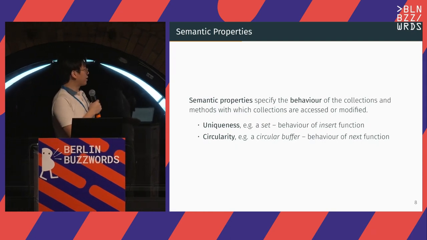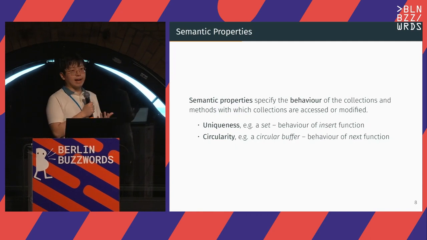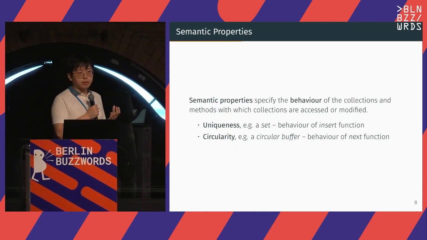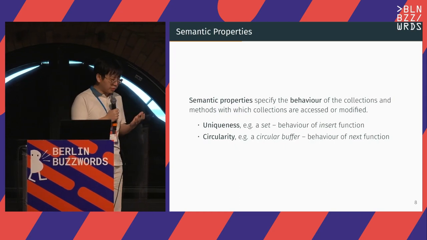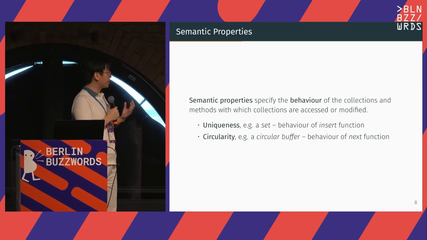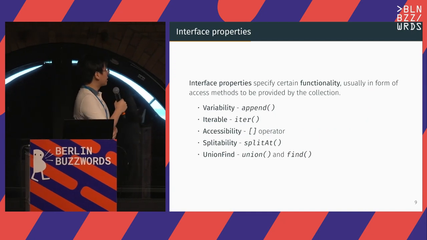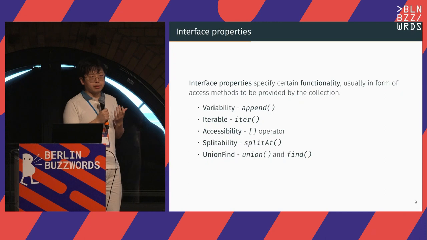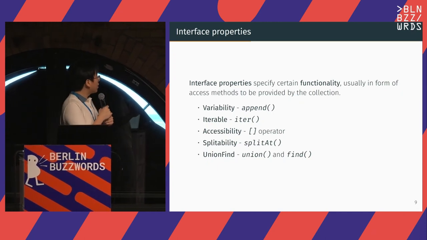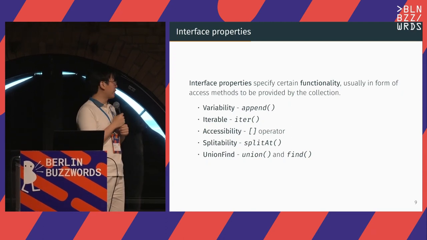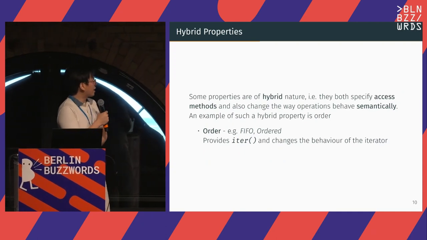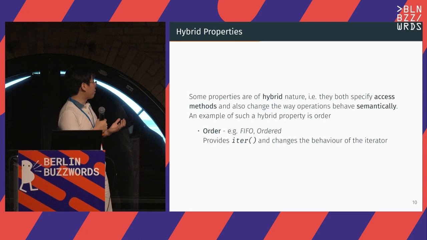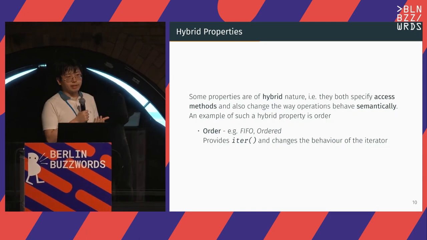Semantic properties specify the behavior of the collections and the methods with which collections are accessed or modified. For example, uniqueness defines whether the insert function of a set disallows duplication of the elements in a data collection. And interface properties always relate to certain functionalities, which are usually provided in the form of interface methods. There are five groups of interface properties at this stage. There are also some properties that are of hybrid nature, which means they are semantic and interface at the same time. So we call them hybrid properties, or semantic and interface properties.